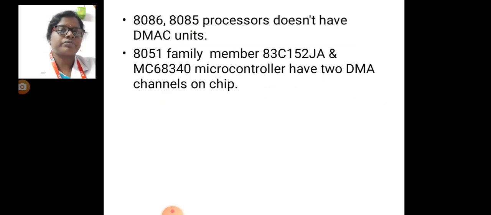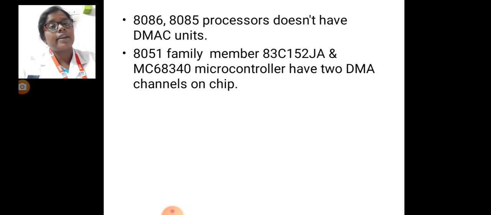And here there are some examples for DMAC units. The 8086 microprocessor and 8085 microprocessor do not have DMAC units, because 8086 and 8085 are processors, not controllers, so they do not have DMAC units.